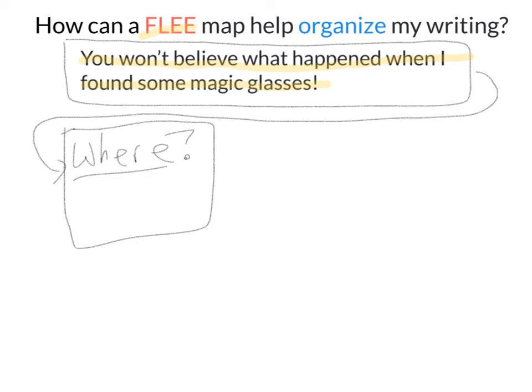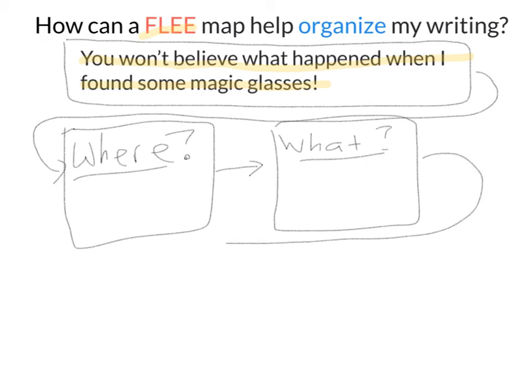I'm obviously not going to write it for you. This is your imagination, but I would fill in that box so the reader knows where you found the magic glasses. And then, as a reader, I'm thinking, well, what makes them so magic? So what? What's magical about them? And you'll fill that in based on your own imagination.